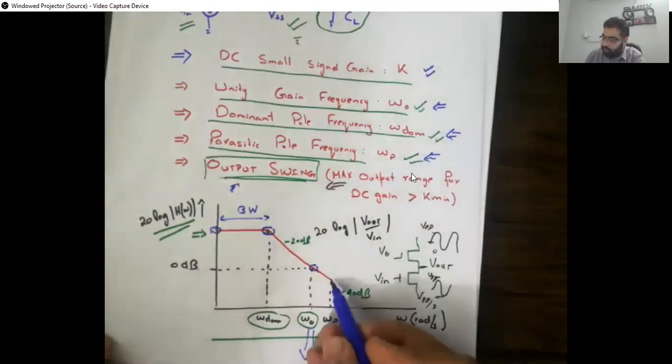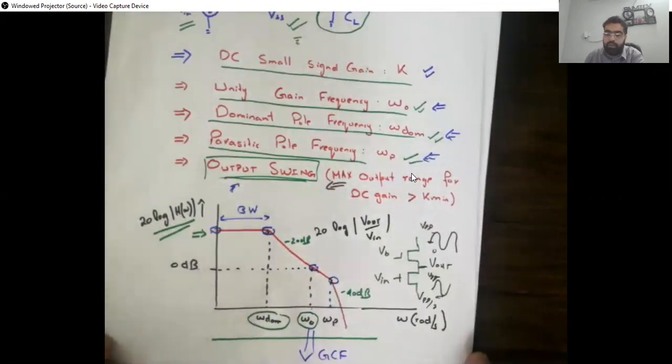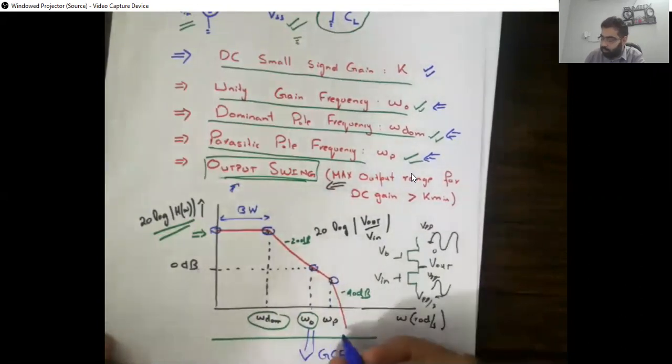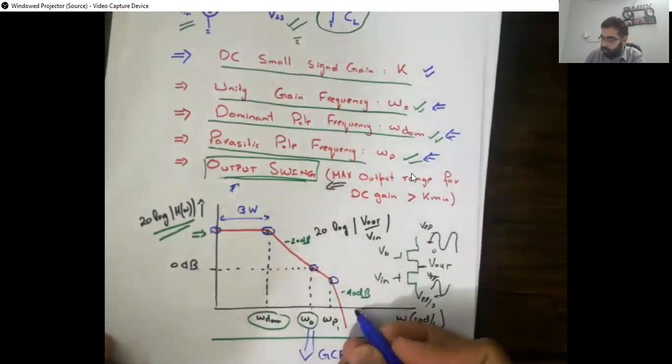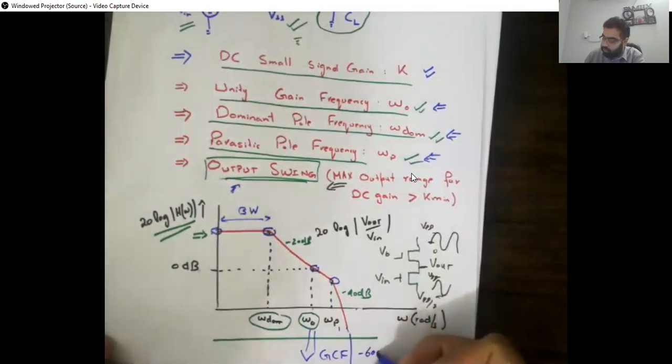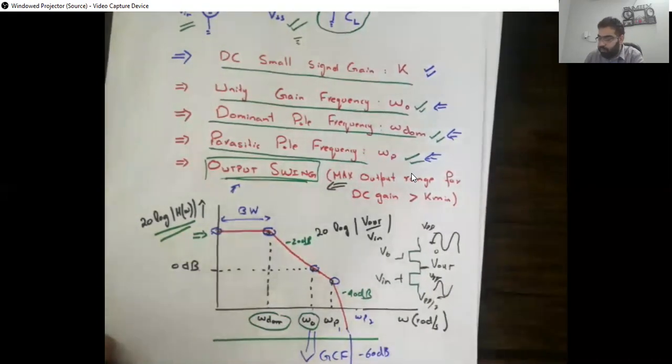And then comes the second pole, from where minus 40 dB per decade begins. It's going to be the first parasitic pole. For example, if another pole comes here, it's going to be 60 dB per decade. So this is going to be the next pole that can come. These are the main characteristics we get from an open loop, which we are going to carefully study and find in today's lecture.